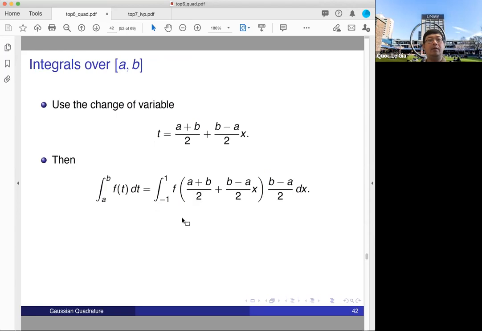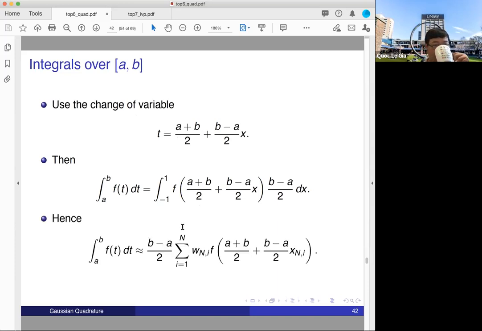And then suppose you have an integral from a to b, then you can make a change of variable like this, to transform the integral from a to b into an integral from -1 to 1. Yeah, this is first year calculus. Then you replace this integral from -1 to 1 by the weights and the quadrature points from -1 to 1.